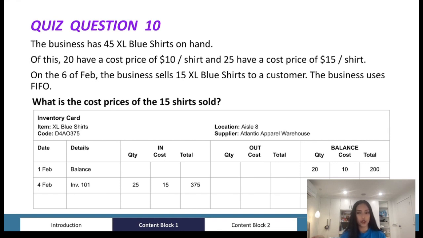Really take the time, go through the inventory card. If you have your answer already or you finish early, you can actually practice putting in this transaction, the 6th of Feb, the sale. Practice putting that into the inventory card. But yeah, I'll give you 4 minutes.